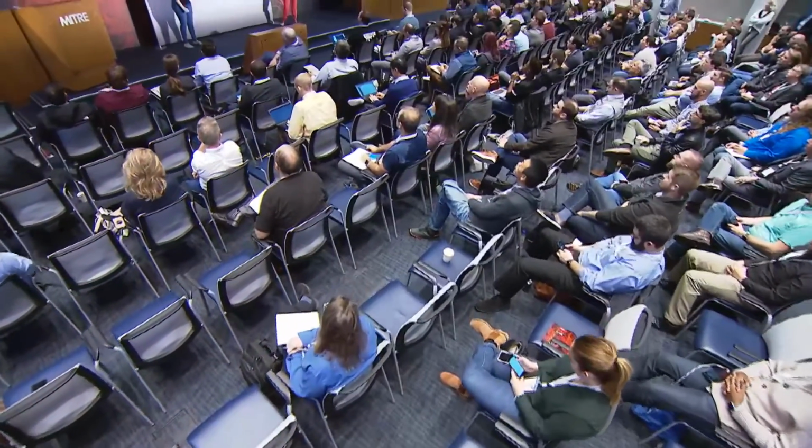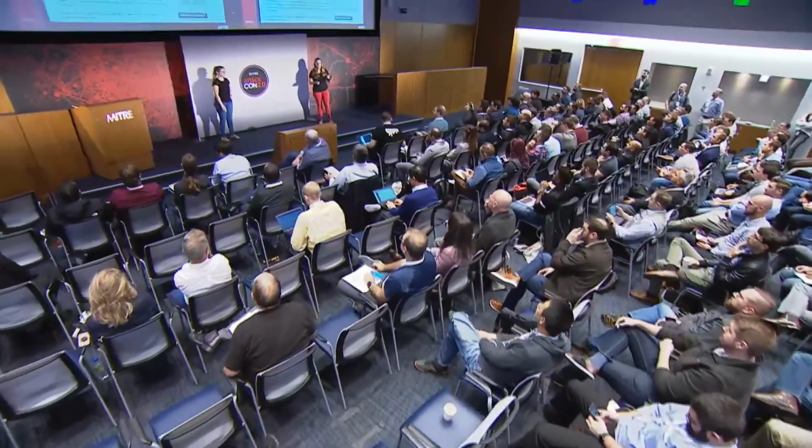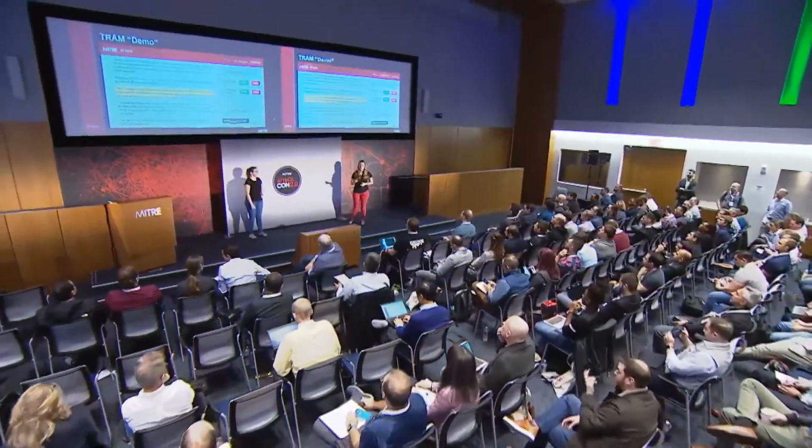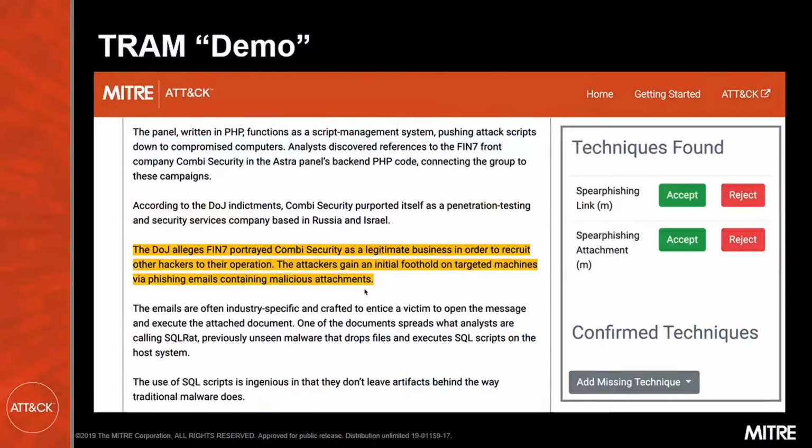Cool. So now I'm going to go over just how it looks. Because we have a short time slot, a lot of this demo we're just going to skip through. So at this point in the tool, we would assume that the analyst has gone online, found a report that they're interested in, grabbed the URL and ran it through our tool, TRAM. So when they go to analyze that report, this is the view that they would see. And as you can see, if they click on the highlighted sentence, it'll show you a couple of techniques that TRAM found. So in this example, spear phishing link and attachment.